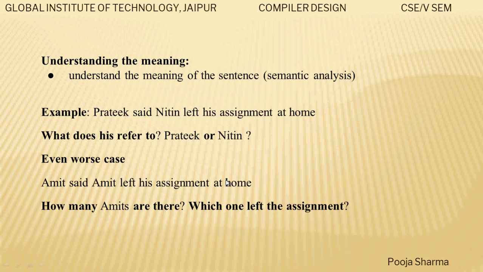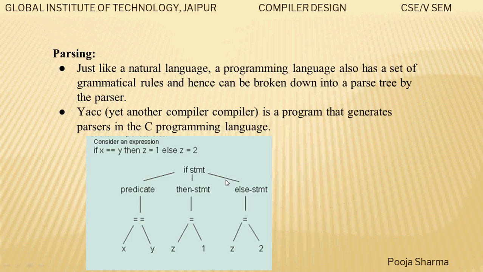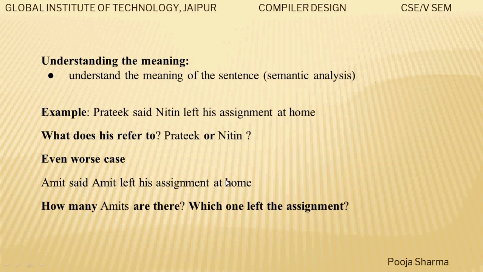Now the next phase is semantic analysis: understanding the meaning of the sentence. Example: Pratik said Nitin left his assignment at home. What does "his" refer to, Pratik or Nitin? Even worse, Amit said Amit left his assignment at home. How many Amits are there, and which one left the assignment? These kinds of errors or meanings are handled in semantic analysis.